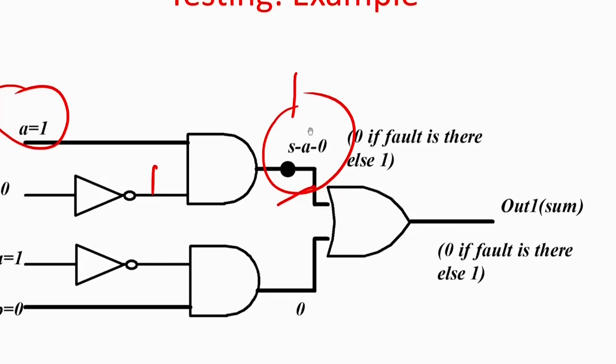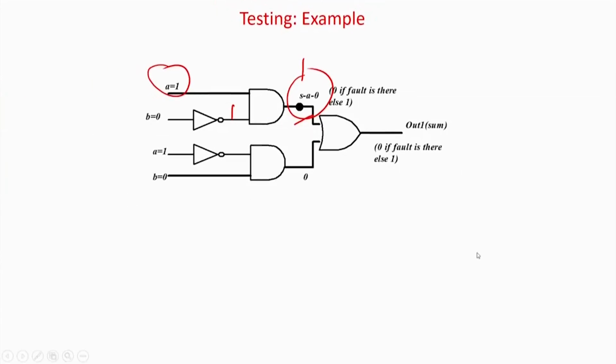Because if there is a fault, this 1 will be converted to stuck-at-0, because this line is stuck at 0. So in this case it will be 0. But if the circuit is normal, then it will be 1, since 1 OR 0 is 1. So if I find a 1 at the output, the circuit is normal, otherwise it has a stuck-at-0 fault. Now in testing, you have to verify that none of the lines has a stuck-at-0 fault.